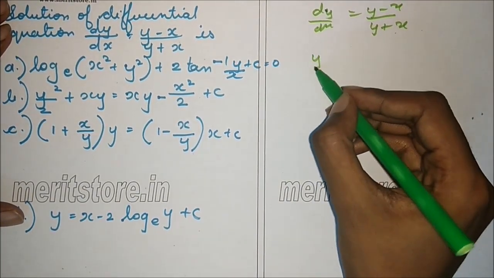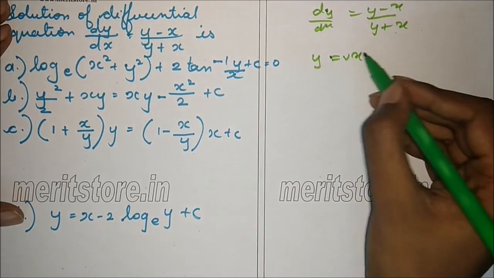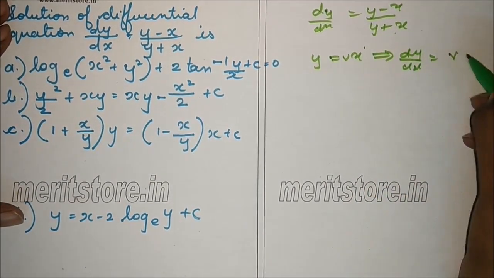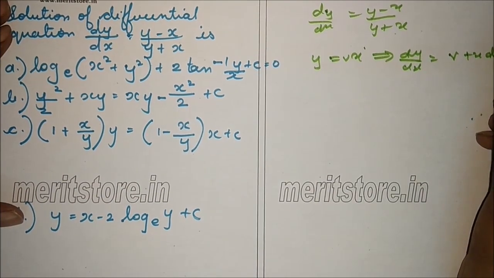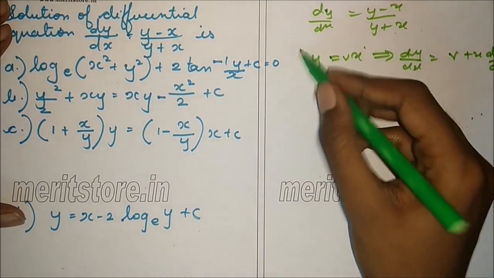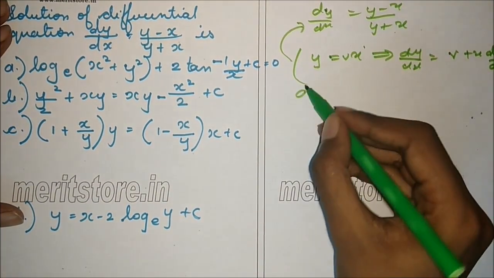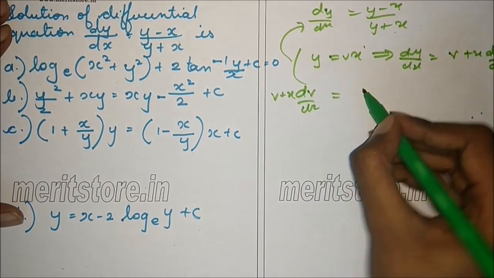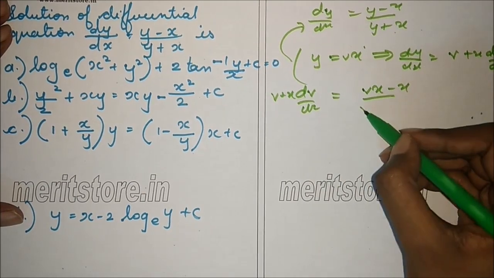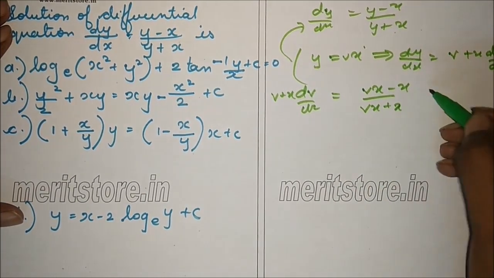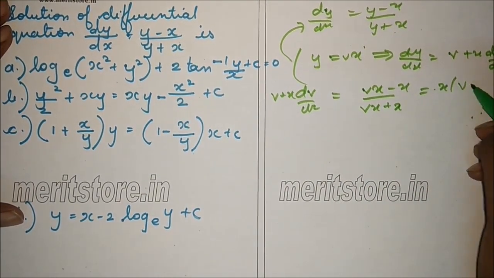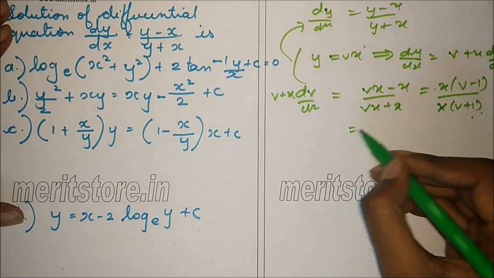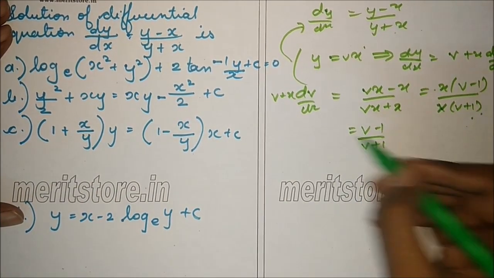So we substitute y equals vx. So therefore dy by dx will be v plus x dv by dx. So we substitute this here. So dy by dx will be v plus x dv by dx equals vx minus x upon vx plus x. Taking x common, we get x into v minus 1 upon x into v plus 1. That is equal to v minus 1 upon v plus 1.